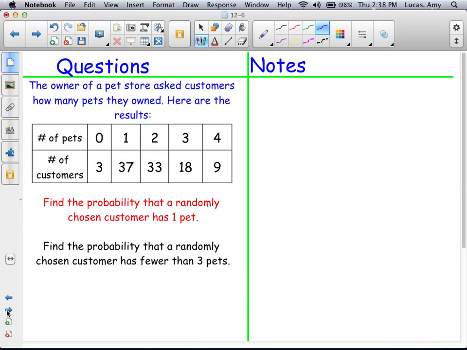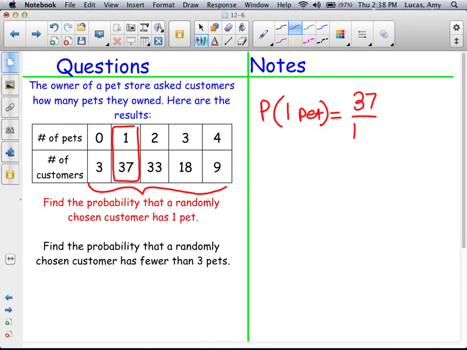The next example. The owner of a pet store asked customers how many pets they owned. Here are the results. Number of pets, number of customers that responded that way. The question in red, find the probability that a randomly chosen customer has 1 pet. Well, 1 pet, 37 people responded that they had 1 pet. So 37 out of how many total? If we add all of these up, there were 100 customers that were surveyed. So 37 out of 100, as a decimal would be 0.37, or 37%.